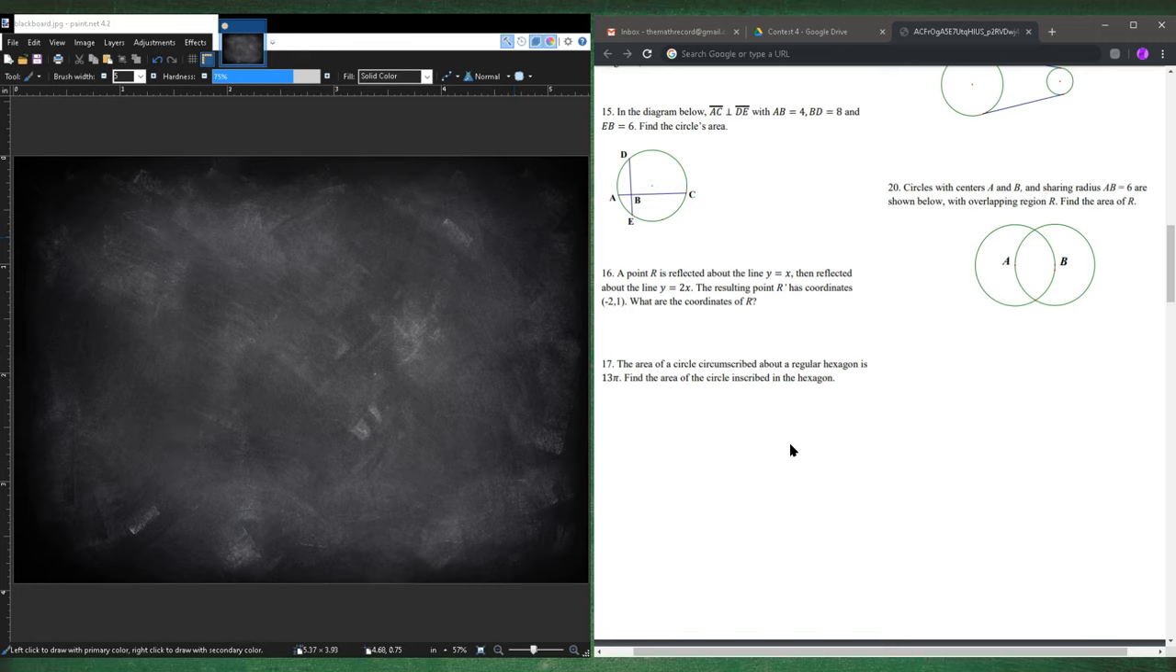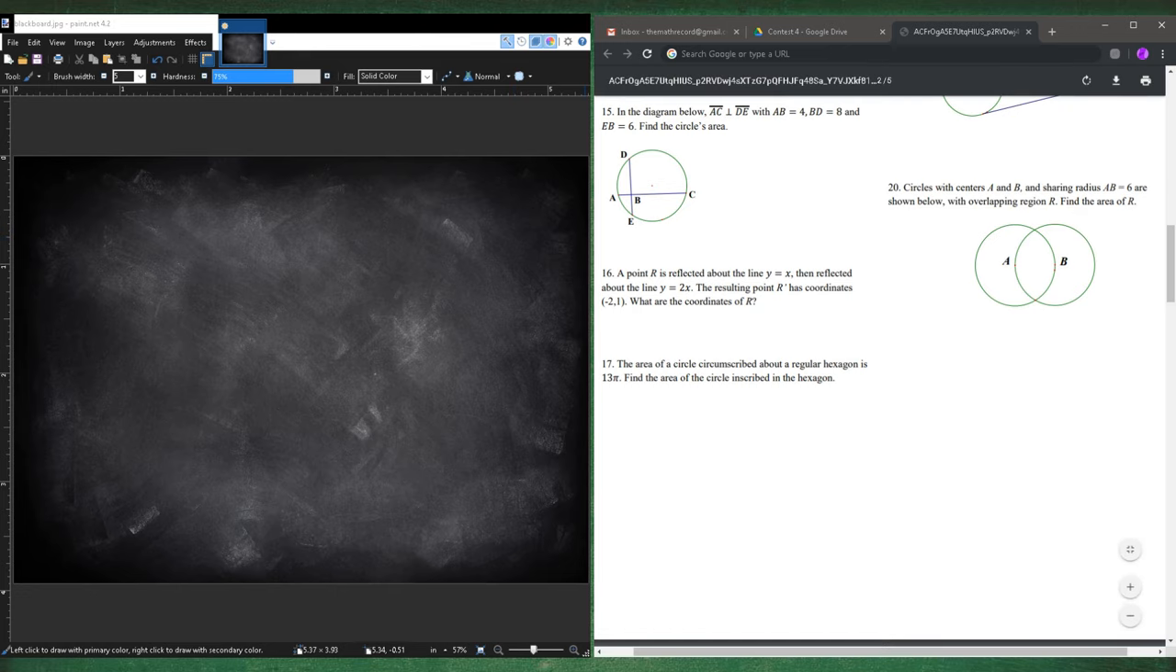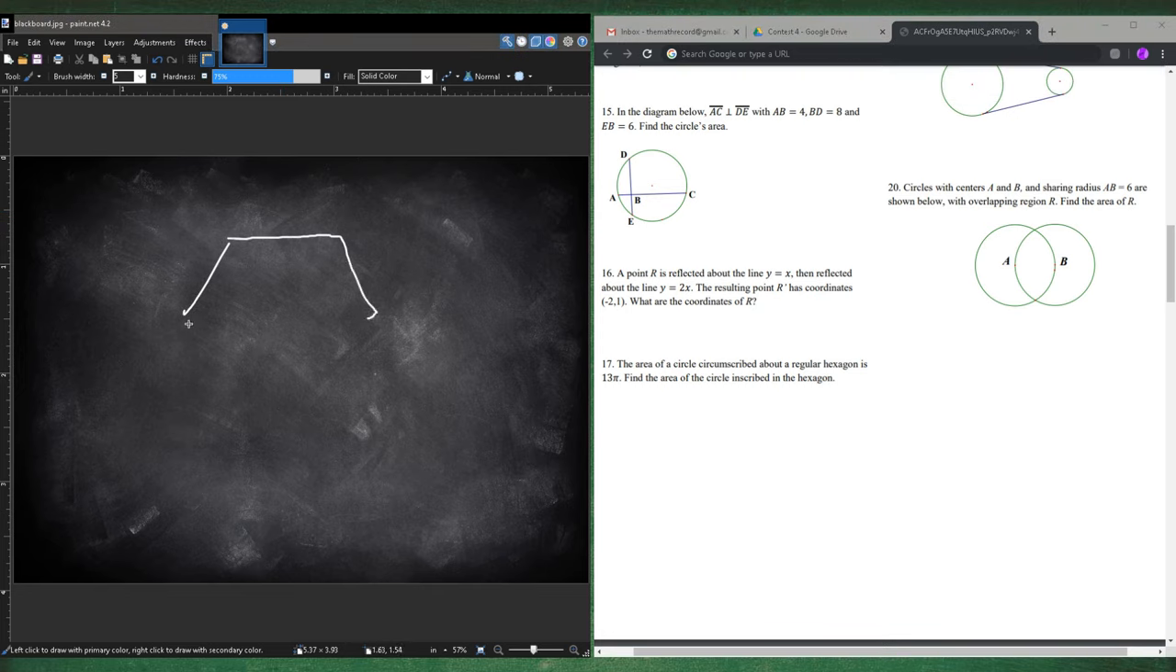Number 17. The area of a circle circumscribed about a regular hexagon is 13 pi. Find the area of the circle inscribed in the hexagon. So we have a circle circumscribed around a regular hexagon. Let's draw a hexagon out. It looks like this, and then you have a circle that goes through all those points.